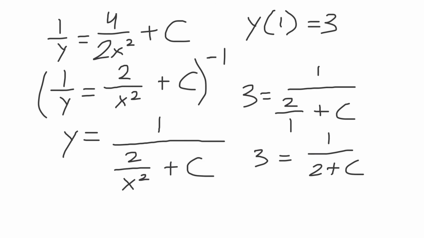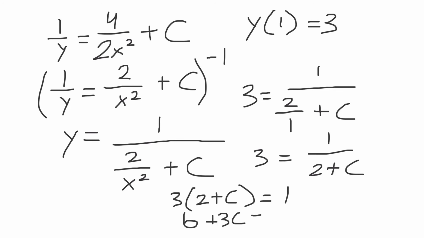And then we have 3 equals 1 over 2 plus c after we simplify. And then going on the bottom here, we can multiply both sides by 2 plus c. And that'll leave us with 3 times the quantity 2 plus c, so we'll have to distribute, is equal to 1. And then 6 plus 3c equals 1. And I'll erase up here so we have more room.